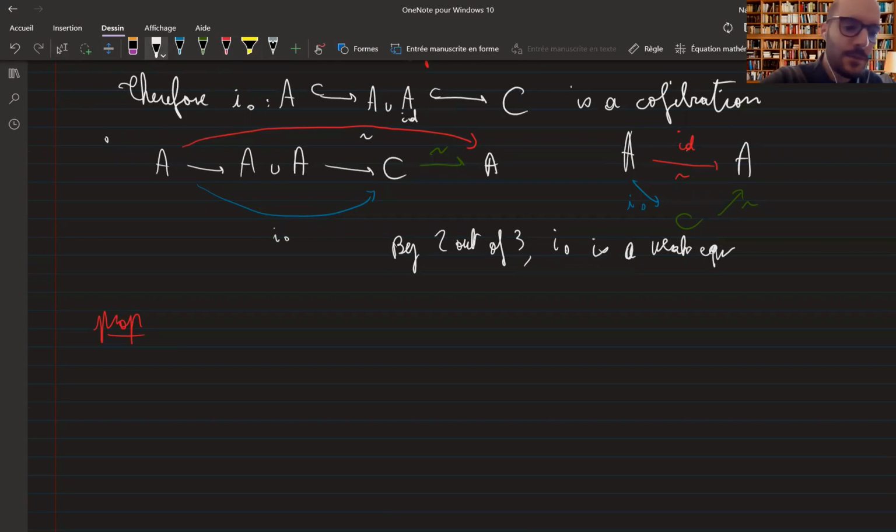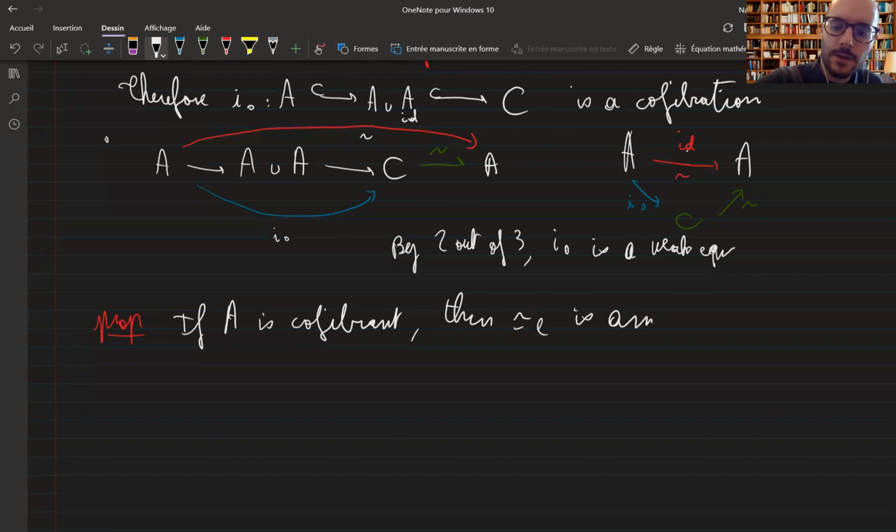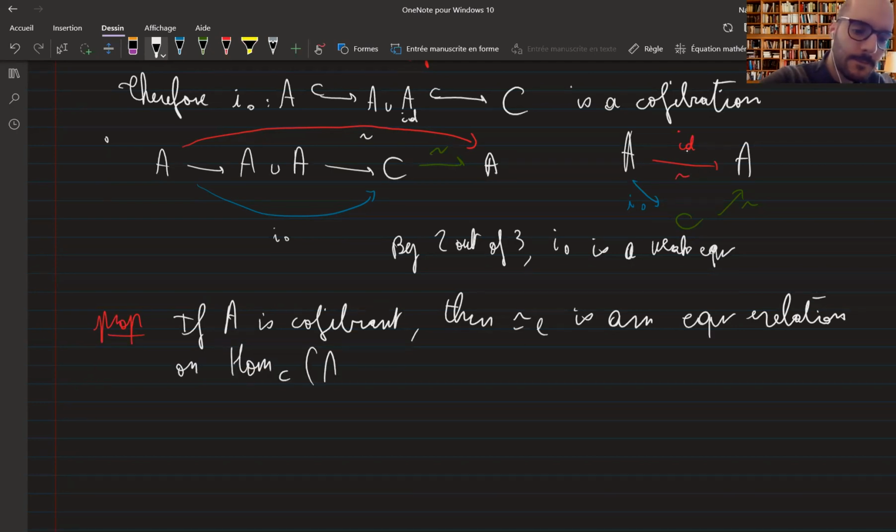All right, so if A is cofibrant, then this relation is an equivalence relation on this Hom set.